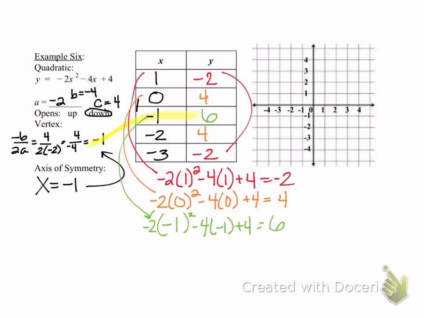So there's all my table, all my work. Now let's graph it on this graph. So remember, we've got 1, -2. We've got 0, 4. We've got -1, 6, which is like here. Then we've got -2, 4. And then we've got -3, -2. Let's connect those dots and put those arrows.